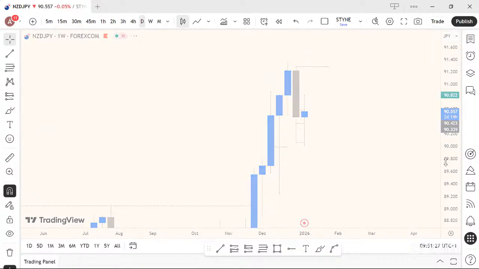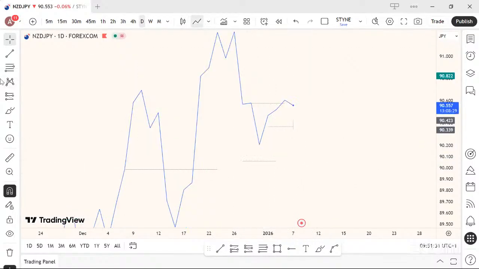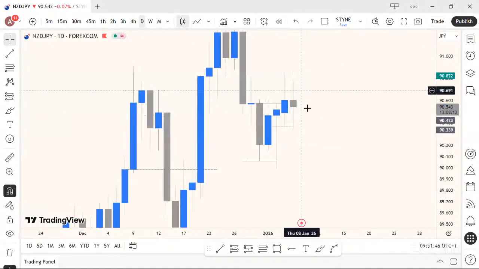Something happened yesterday. Yesterday came and expanded. Look at this place. Price came and closed above this place, this line on the line chart. So this is an expansion. Price has closed above here. This is an expansion. Are we together? So we can expect price to buy.